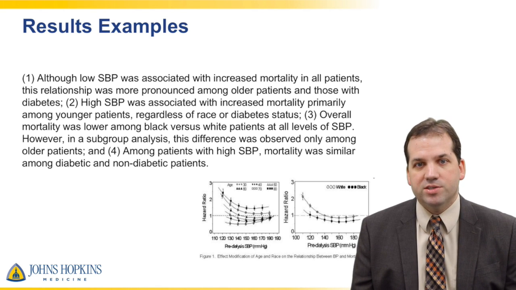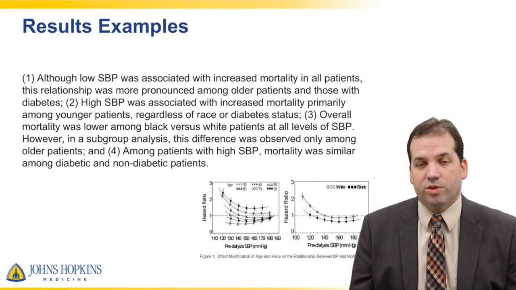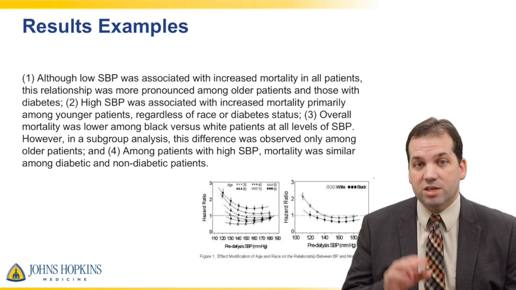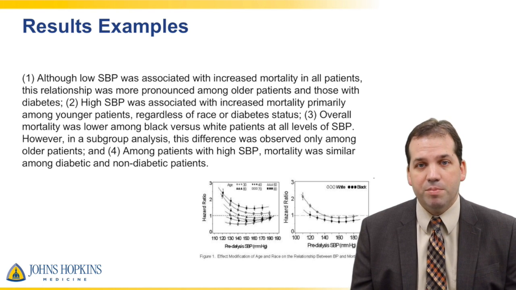However, in subgroup analysis, the difference was observed only among older patients, and among patients with high SBP, mortality was similar among diabetic and non-diabetic patients. So that's a lot to get through in the results section. I would argue that those are the key findings that these authors had, but they might be difficult to follow just in and of themselves.